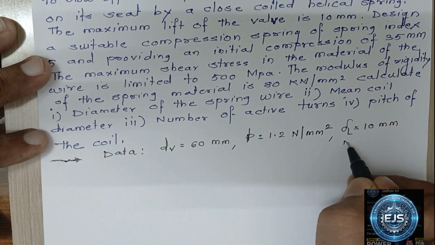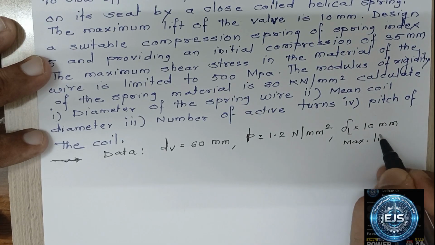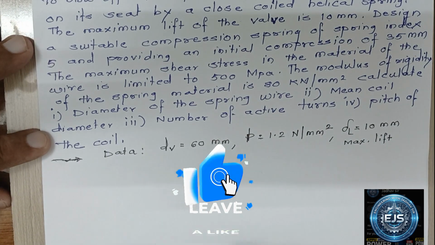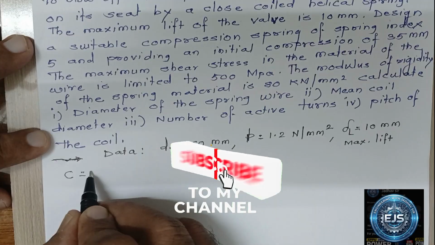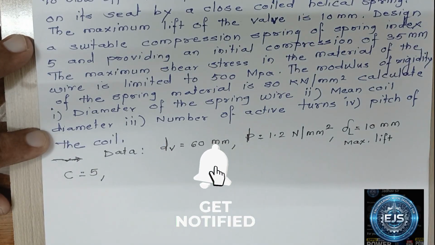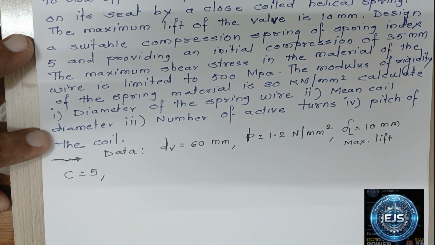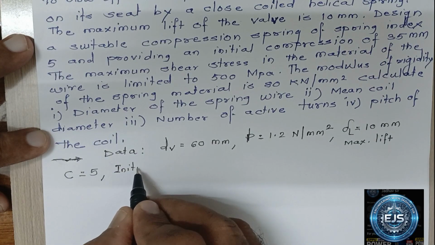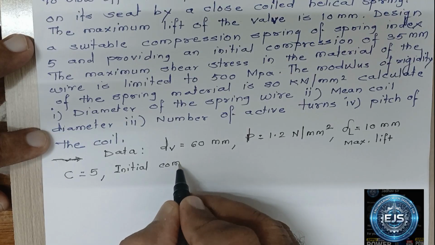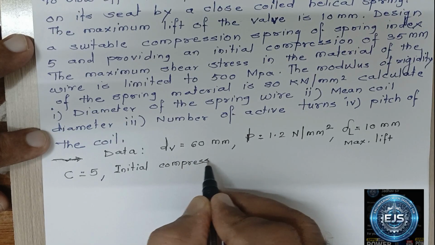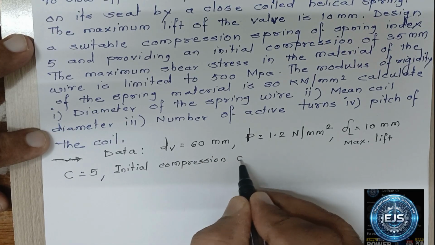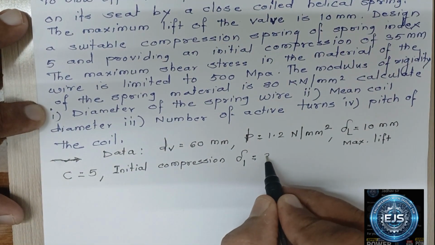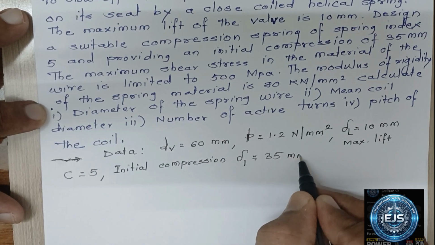तो यहाँ पे समझने के लिए लिखेंगे मैक्स लिफ्ट। मैक्सिमम लिफ्ट ऑफ द वॉल इज 10 mm. देन स्प्रिंग इंडेक्स इज गिवन C is equal to 5. स्प्रिंग इंडेक्स इज द रेशियो ऑफ मीन कॉइल डायमीटर टू द वायर डायमीटर. इनिशियल कॉम्प्रेशन ऑफ द स्प्रिंग दिया है, दैट इज डेल्टा 1 and that is equal to 35 mm. Initial compression is given 35 mm.